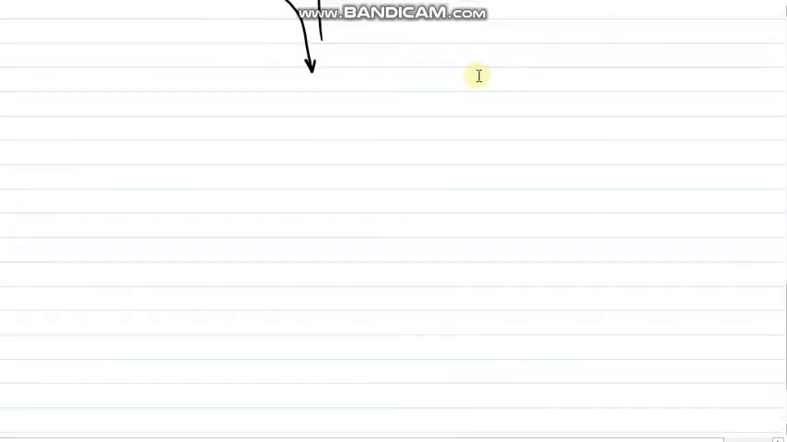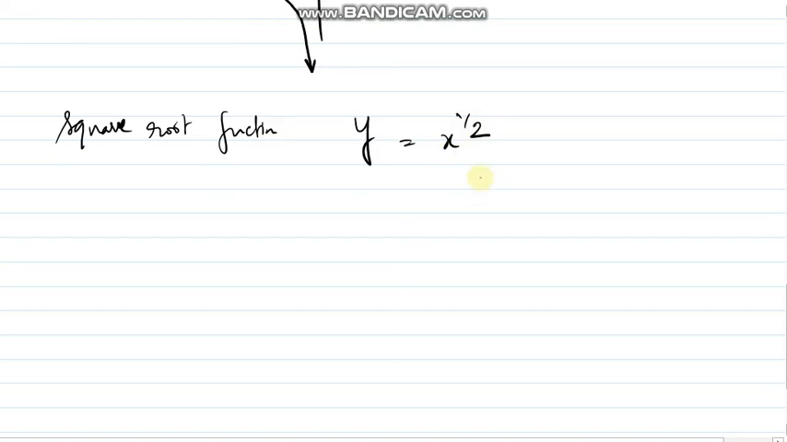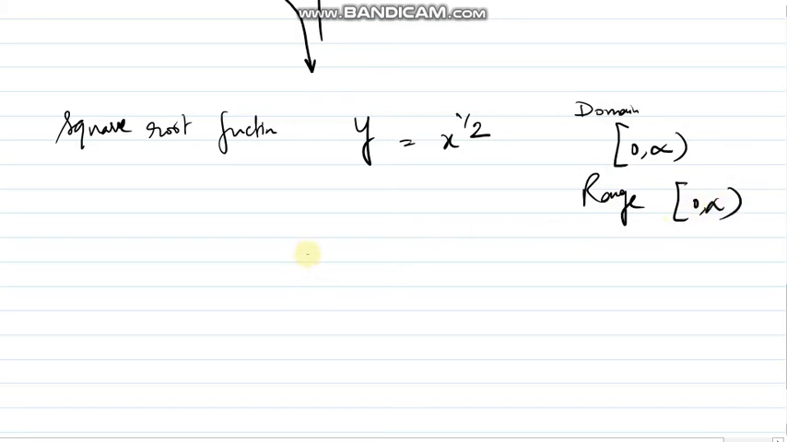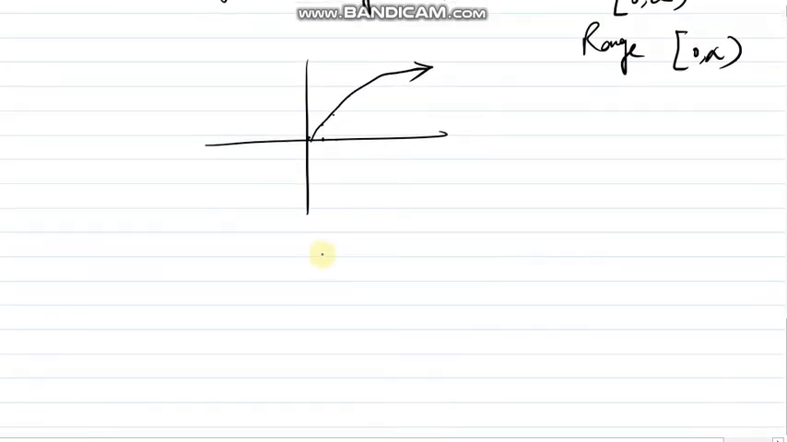Now the square root function, that is y equals x to the power half. The domain of this function can take 0 to infinity, and the range of this function will again be 0 to infinity. For the square root function, for 0 it will be 0, for 1 it will be 1, for 2 it is 1.414, for 3 it is like this, so it will curve like this, not a straight line.